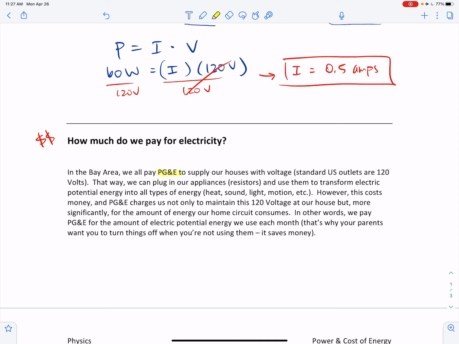However, this costs money, and PG&E charges us not only to maintain this 120 volts at our house, but more significantly for the amount of energy that our home circuit consumes. In other words, we pay PG&E for the amount of electric potential energy that we use each month. That's why your parents want you to turn things off when you're not using them. It saves money.